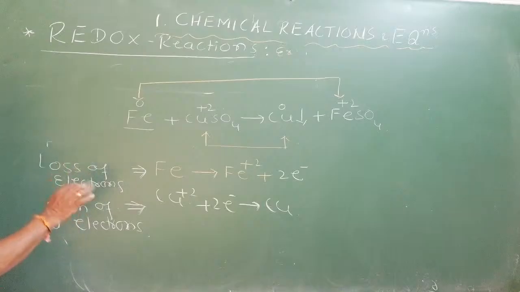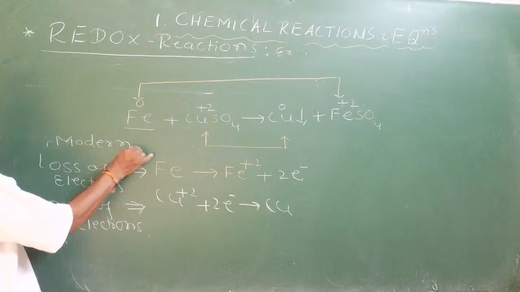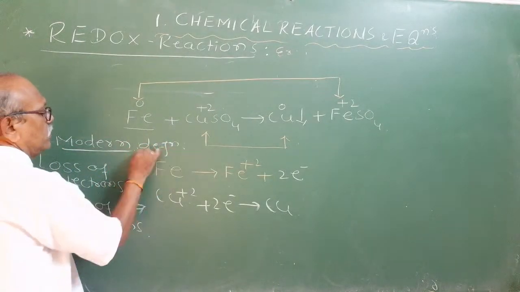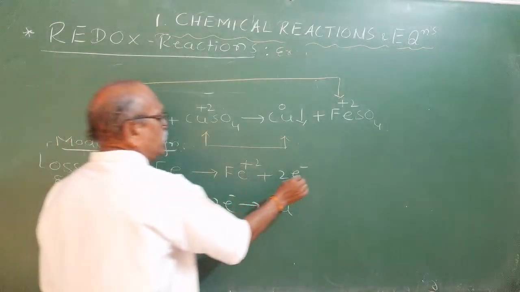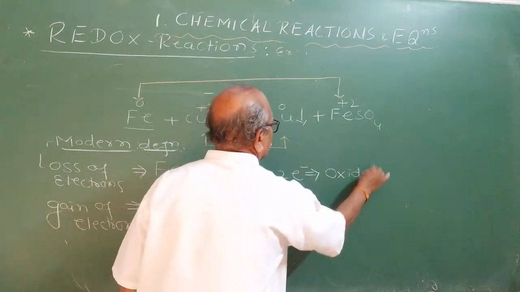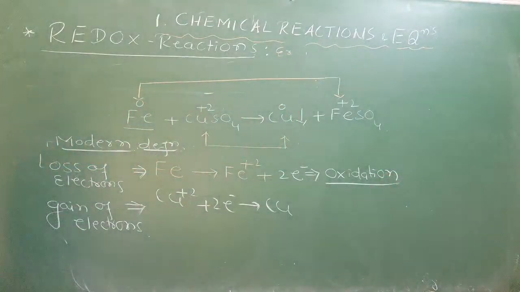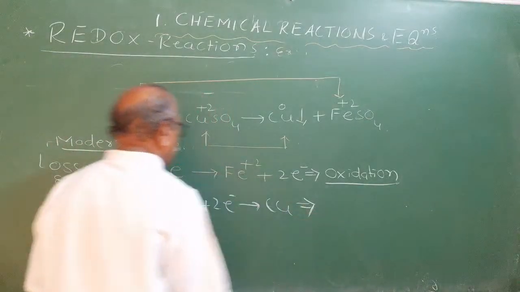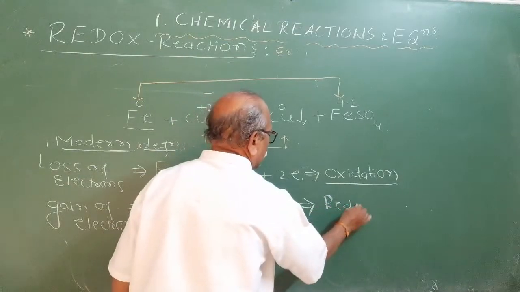According to the modern electronic definition, remember, I will give you one example. In the modern definition, a reaction which involves a loss of electrons is called oxidation. Just for your reference, I am telling you, it is not there in your state and CBSE syllabus. The reaction which involves gain of electrons is called reduction. That's all I wanted to tell you.